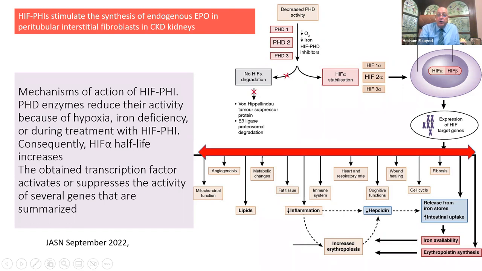However, it covers a huge metabolic control of other systems. Some of them are beneficial and open the door for new therapeutic challenges for hypoxia-inducible factor molecules. It controls mitochondrial function, angiogenesis, probably in ischemic skin and others, and metabolic changes in fat tissue. It inhibits hepcidin and the inflammation pathway. It can improve wound healing and fibrosis. Be aware that increasing erythropoiesis is only one part of the big puzzle of what HIFs can do.